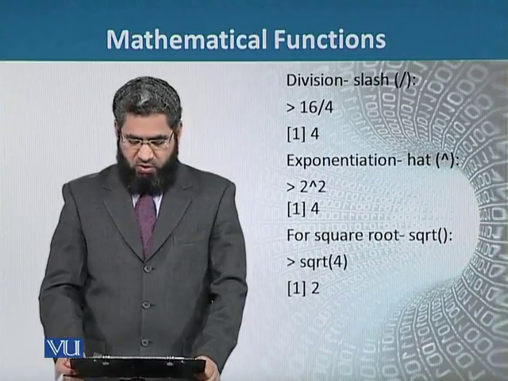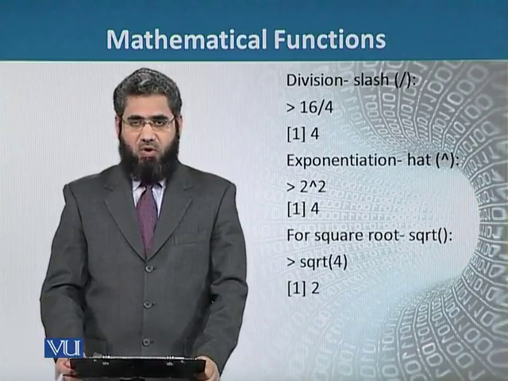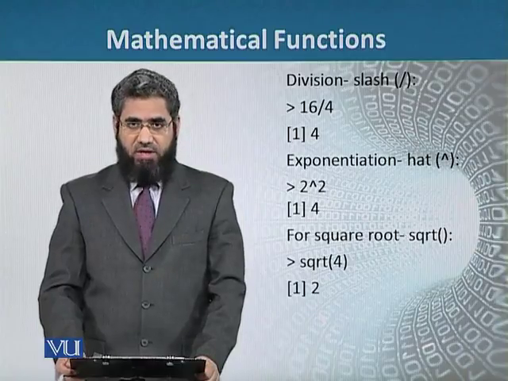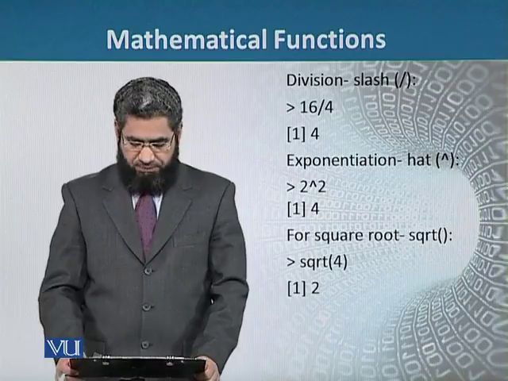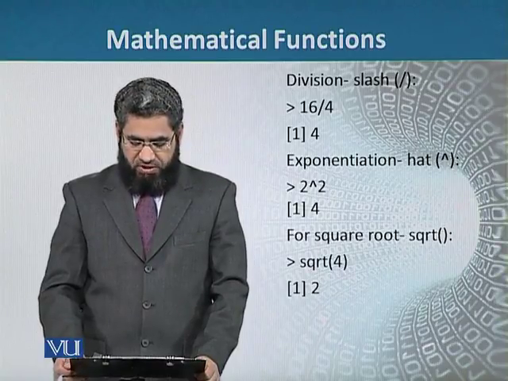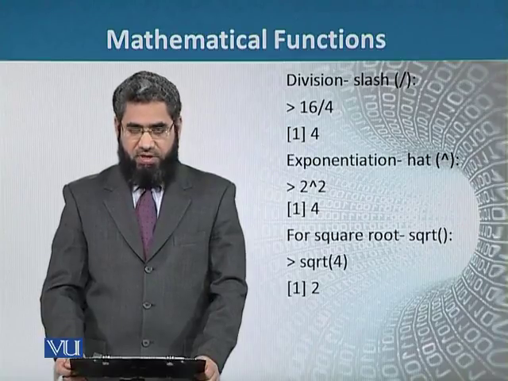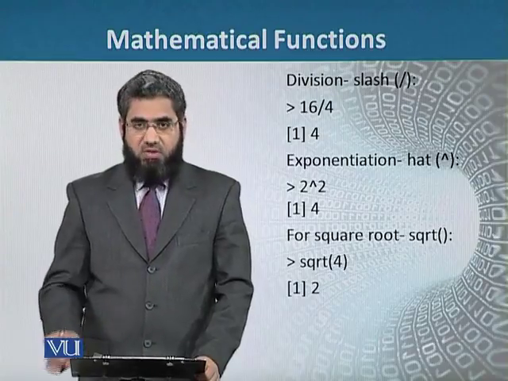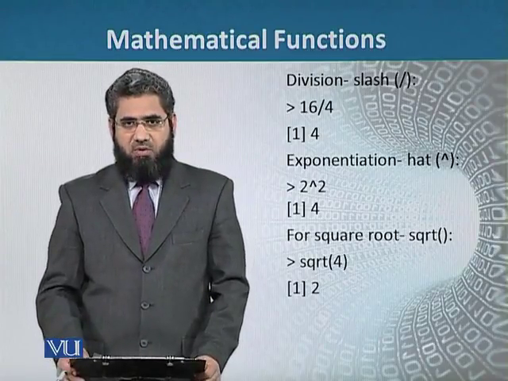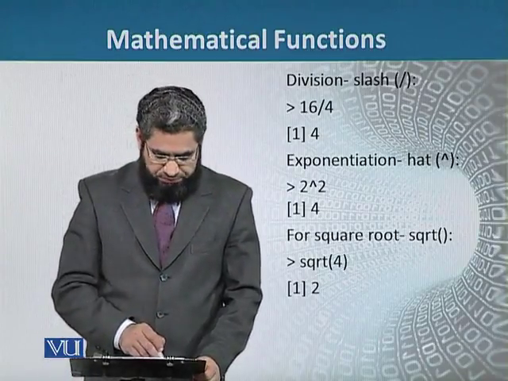Similarly, for the square root, we can use the function sqrt, and in the parentheses we can write any number. So in this case, sqrt(4) means the square root of 4, and the answer will be 2. So the R program can be used as a calculator also.